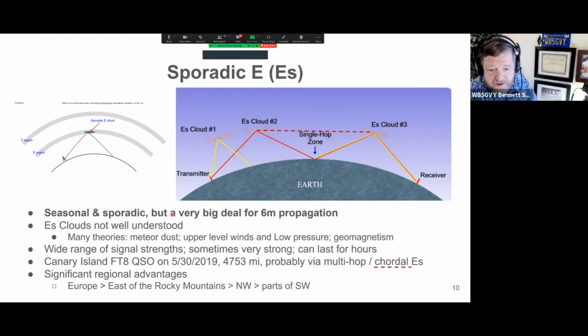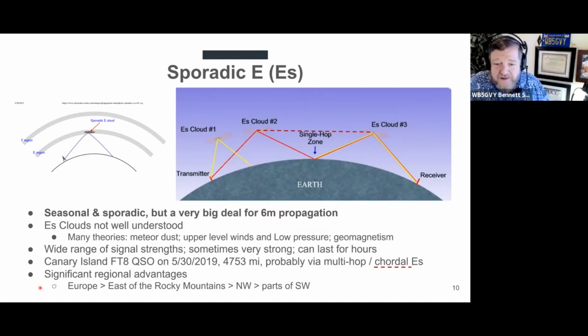There are significant regional advantages to sporadic E. Europe is better than the Eastern United States. The Eastern United States has more sporadic E than the Northwest, and the Northwest has more sporadic E than the Southwest.